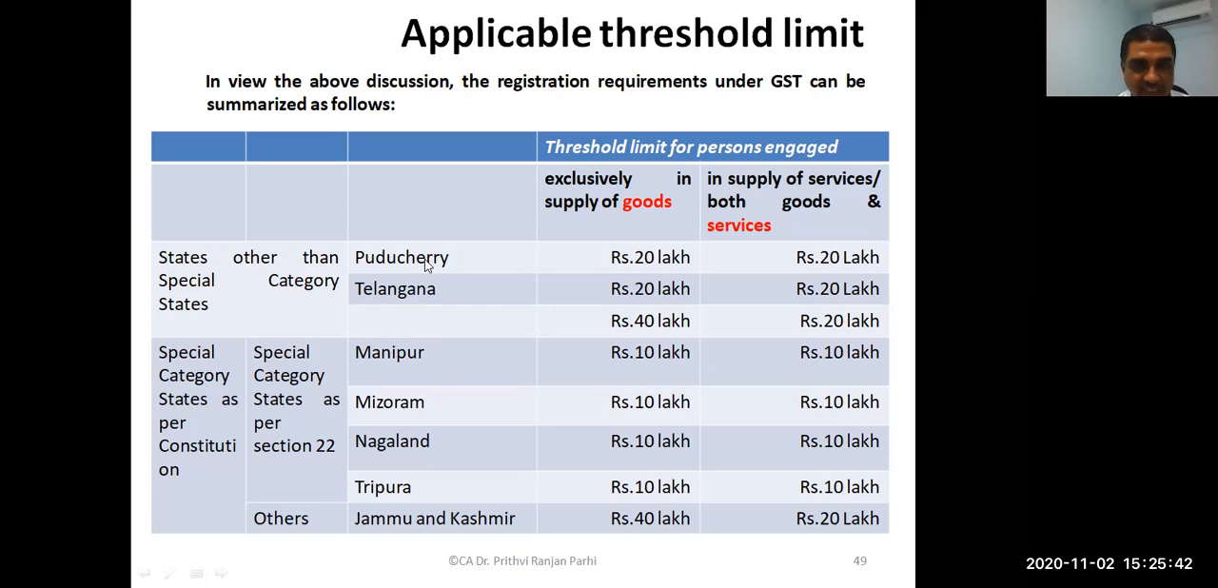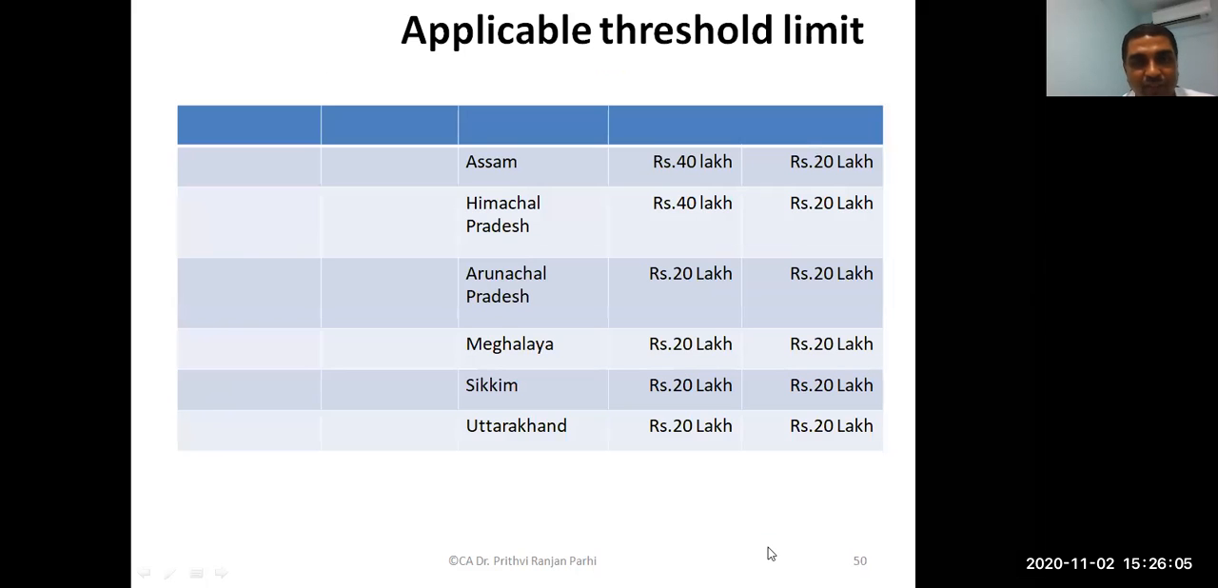You see, these are the state names. And for goods, this is the threshold limit: 20, 20, 40, 10, like this. These are the special category states: Mizoram, Nagaland, Tripura, Manipur. 10, 10, 10. For the others you see 20 or 40. For services, it is either 20 lakh or 10 lakh. That will be the threshold limit. These are some other states you can find out. First, this is for goods. This is for services.